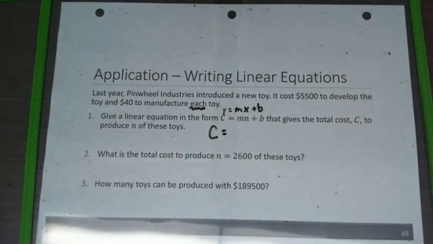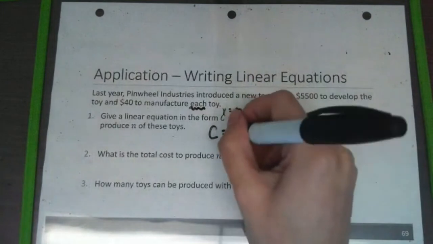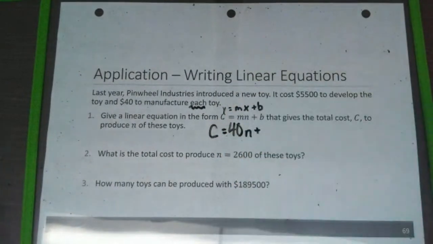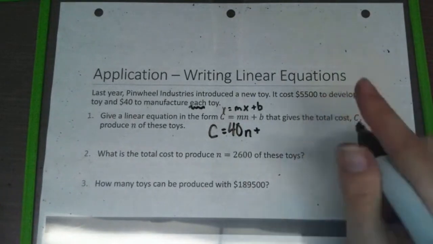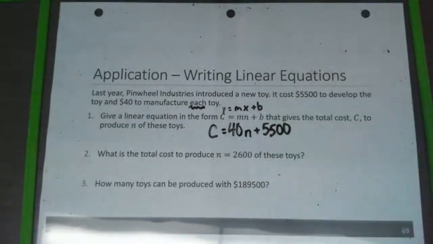If you see the word per, or for each, or for every, that's going to be your key that that one's your slope, because the value is going to change every time that number changes. So 40 is going to be our slope. They wanted us to use n plus b, our initial value. Even if we don't produce any toys, it still costs $5,500 to develop. That's going to be our b value. So our equation is C equals 40n plus 5,500.